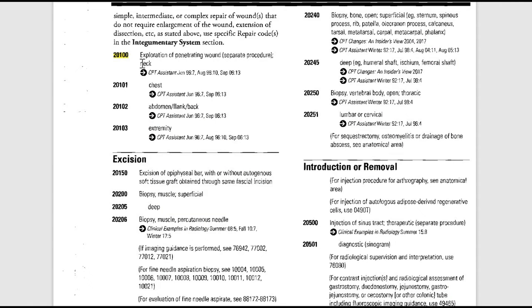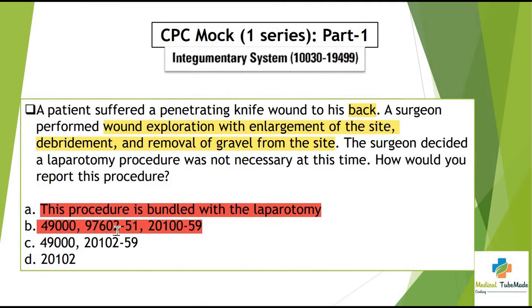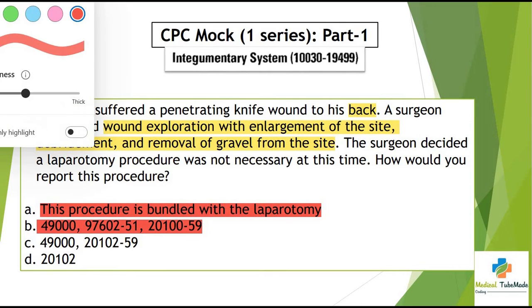20102 is given here itself: exploration of penetrating wound, and the location given is abdomen, flank and back. Back means this is the appropriate answer. 20102 is ours, so the option will be D. Why not C? Because 49000 is given there also, and we can't bill modifier 59. Whenever we are billing two different CPTs with an NCCI edit conflict, only then do we use the distinct service modifier. Here only one procedure code is required, that is 20102.